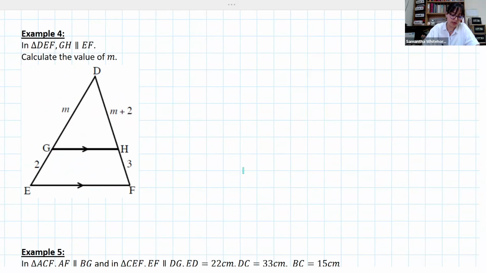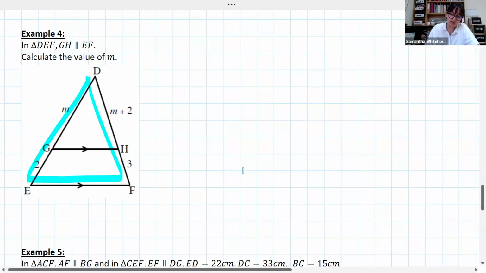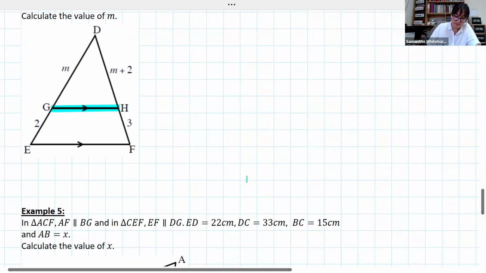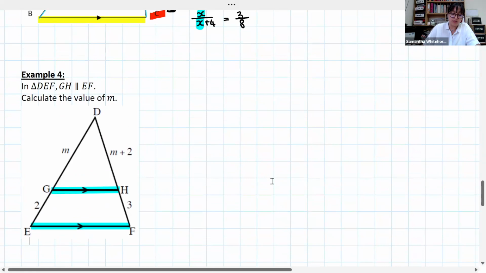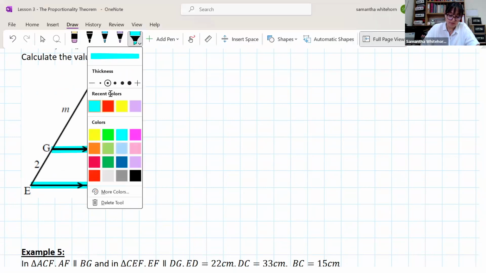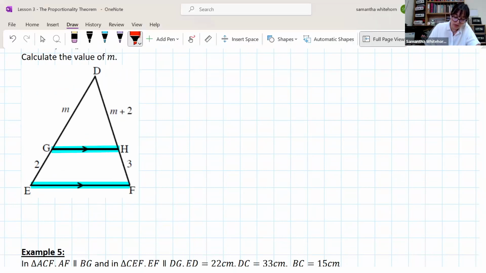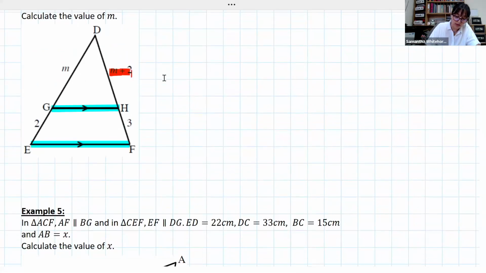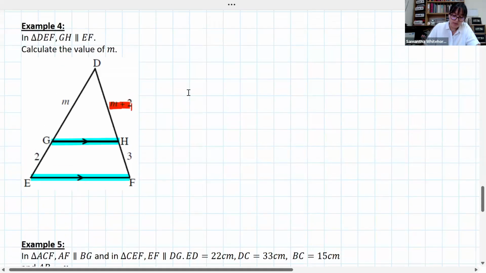So we've been told triangle DEF, which is this one over here. Obviously, I can't highlight a triangle, but whatever. In triangle DEF, GH is parallel to EF. Okay, so those are my parallel lines I've been given, which allows me to identify which sides I'm working with for my proportion. I've been asked to calculate the value of M. Now, if you have a look, M is on 2 sides of my triangle. I've got an M plus 2 on the right here, and I've got an M on the left.